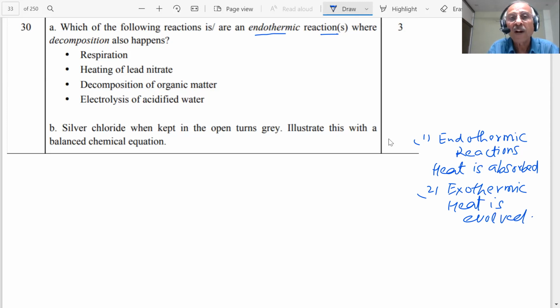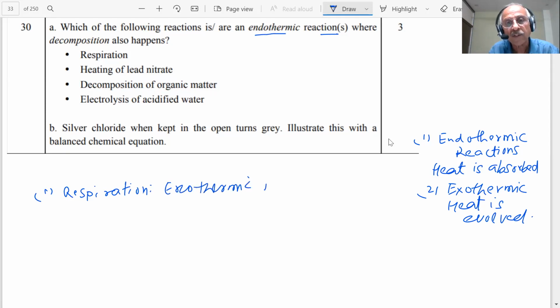Respiration. What is respiration, students? In respiration, we are inhaling oxygen, and inside the body it reacts with glucose and produces carbon dioxide, water, and heat. This is not an endothermic reaction. Respiration is an exothermic reaction, in which heat is evolved.